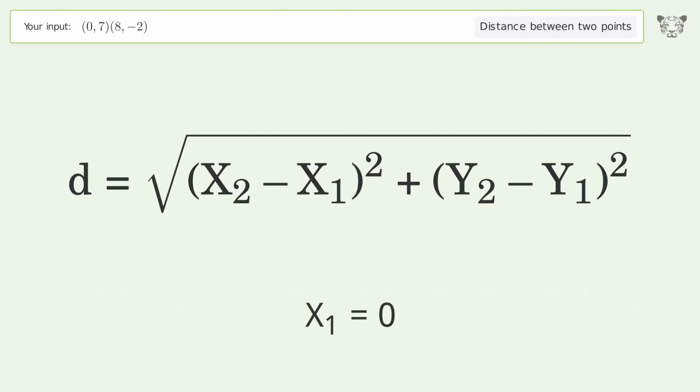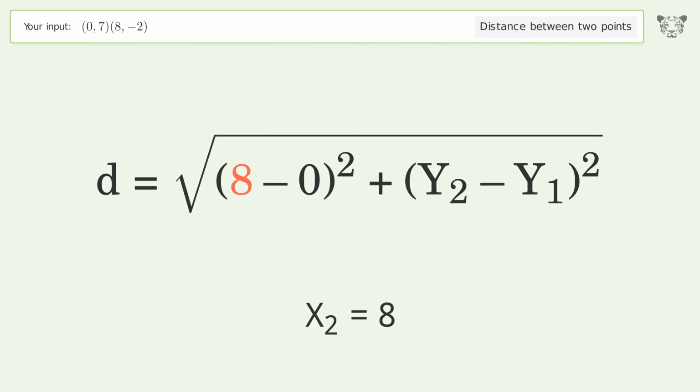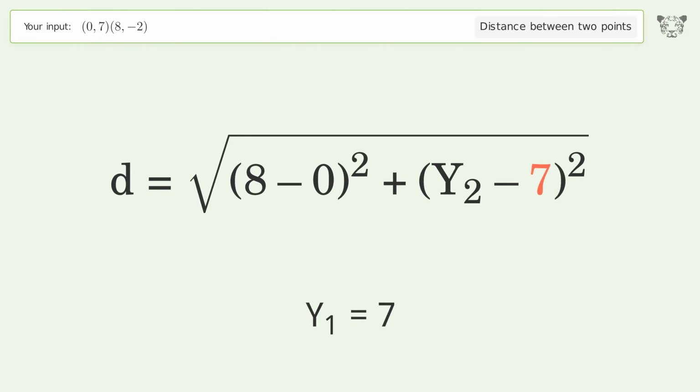x1 equals 0. x2 equals 8. y1 equals 7. y2 equals -2.